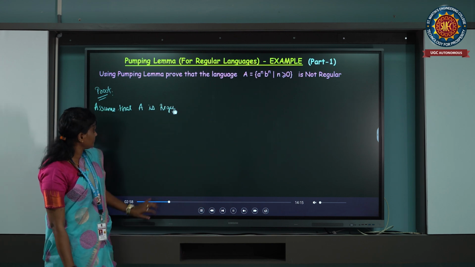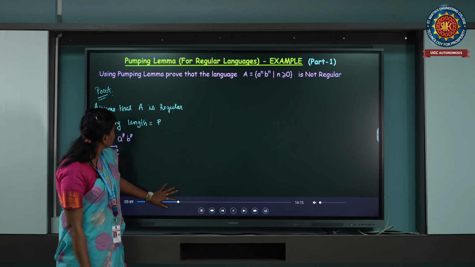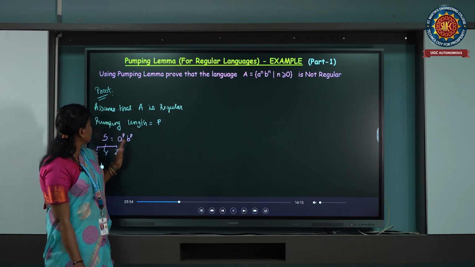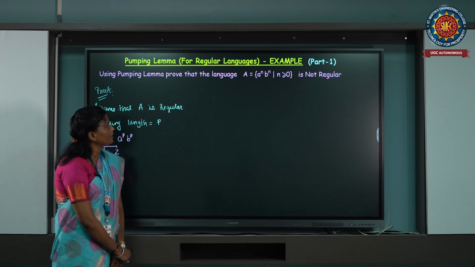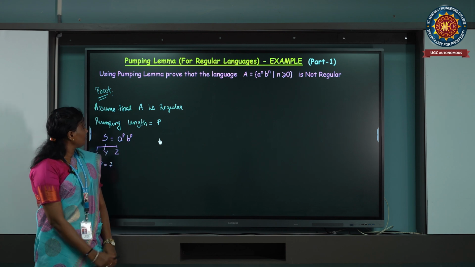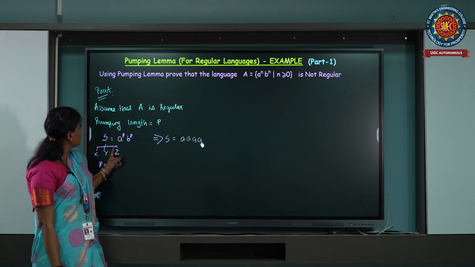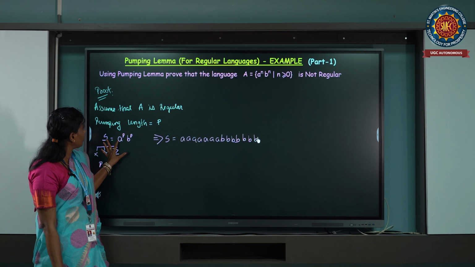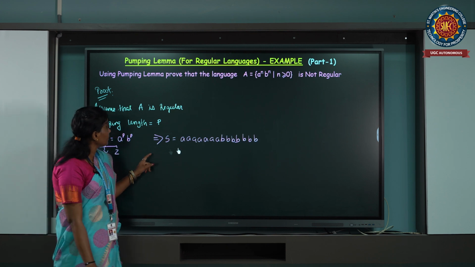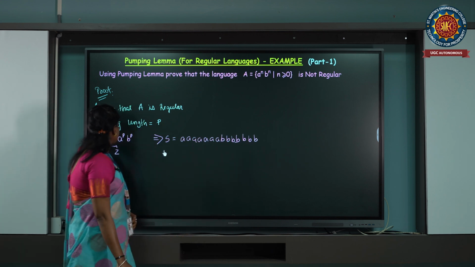Let's take an example. Here I am taking this example, that is a language. Suppose I am taking a language A to the power n and B to the power n. So I'll prove this language is not a regular language. I'm taking P as 7 and I'll take from this language a string, that is A to the power P and B to the power P. So here P is 7, so there are 7 A's and 7 B's.